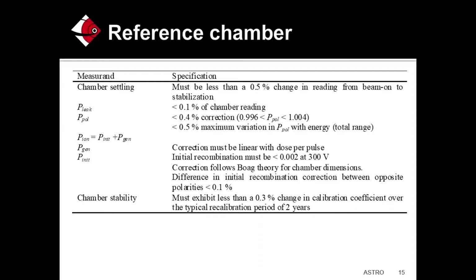The addendum has changed it, giving you an extra area for the polarity: a maximum 0.5% variation in P-pol with the energy. That's across a total range if you're measuring different linacs, 6 MV, 10 MV, whatever. Then the recombination. There are two parts that the addendum talks about.